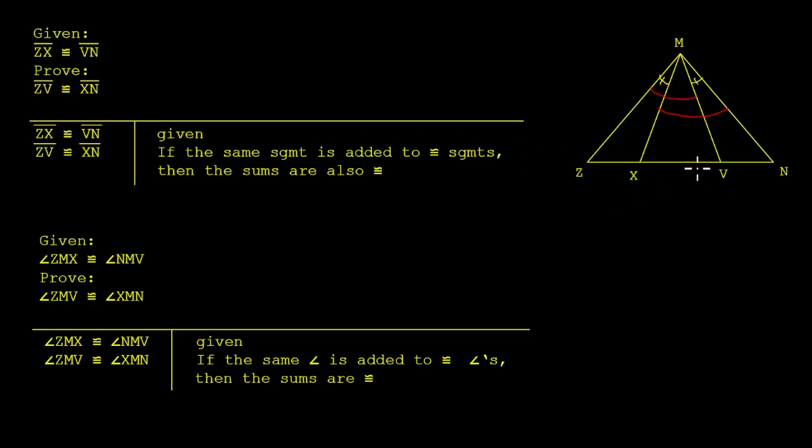So in both of these proofs, one thing is added to two congruent things. In the first one, a segment is added to two congruent segments. In the second one, an angle is added to two congruent angles. Make sure you can see when you have an overlapping diagram like this.